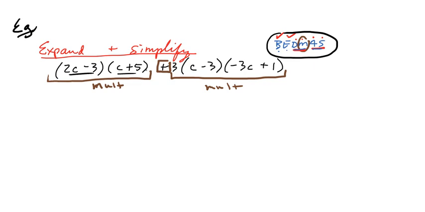These are two binomials, so whether it's the FOIL method that you remember or just distribution, I don't know how you think. If you think first, outside, inside, last, or if you just think let's just distribute, doesn't matter. So if we multiply those out, we get 2c squared, right? Plus 10c minus 3c minus 15. Okay? Does that look right? Okay, so that's just the first step.